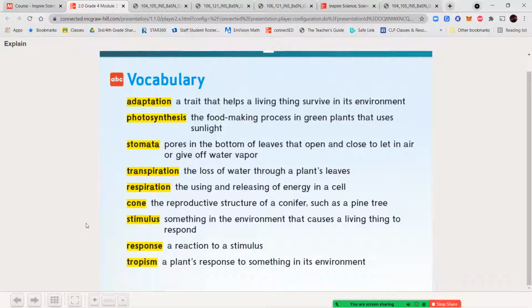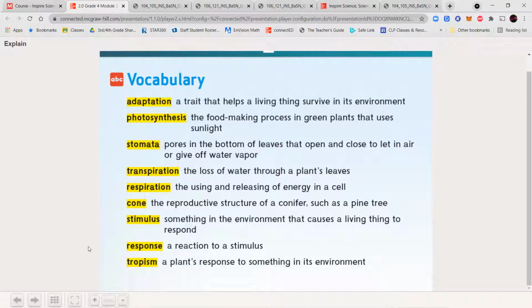A stimulus is something in the environment that causes a living thing to respond. And a response is the reaction to that stimulus. So think of it like cause and effect. So a stimulus is something that makes a living thing respond to it. And the response is how it reacts to that stimulus.